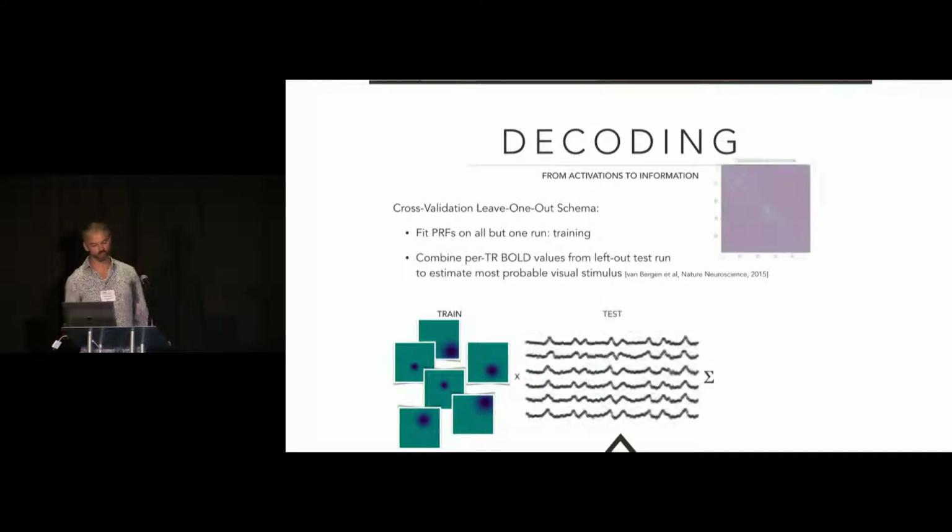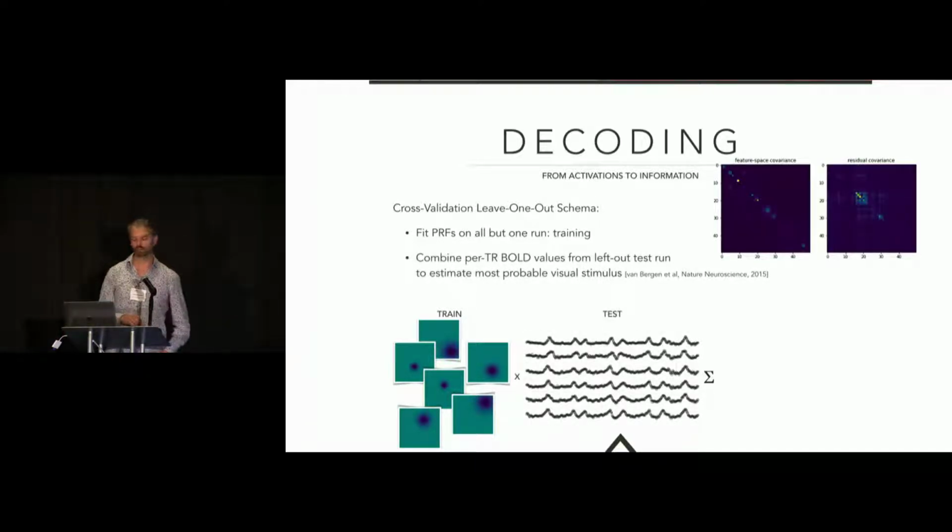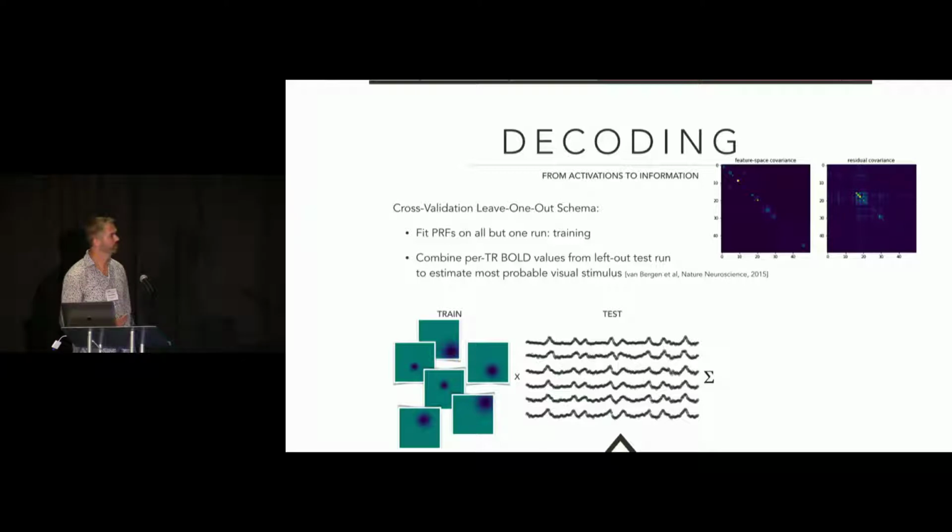And then we combine, from a test set, a left-out run, per TR, the BOLD pattern from a given region of interest with these fitted PRFs and estimate the most probable stimulus given that pattern of BOLD responses. We're using a version of a method developed by Van Bergen in the orientation domain, which uses both the overlap between the PRFs in the spatial domain, that's the feature space covariance there, and the structure of the residuals after the fit.